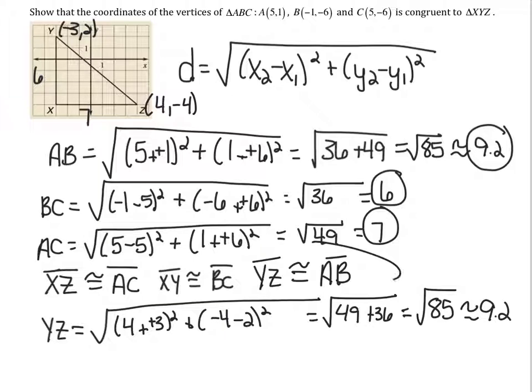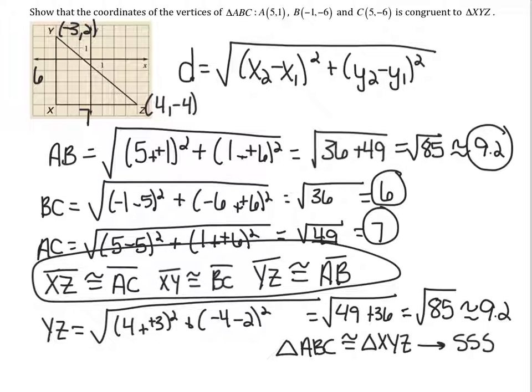Now I see that all three sides are congruent. So I have shown that triangle ABC is congruent to triangle XYZ because of side-side-side. And that's it for this section.